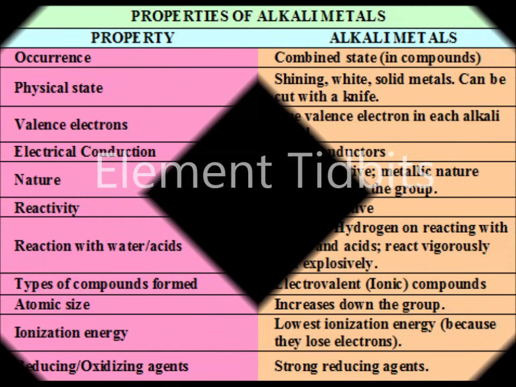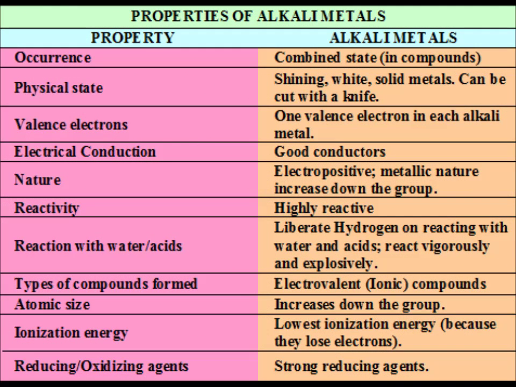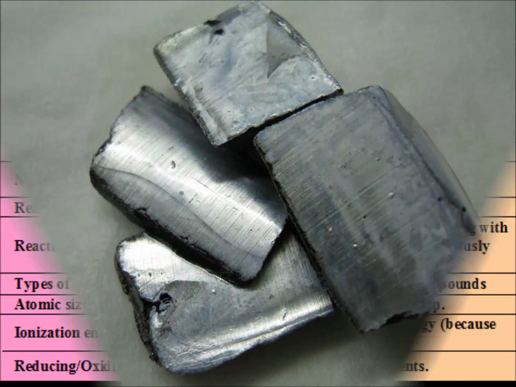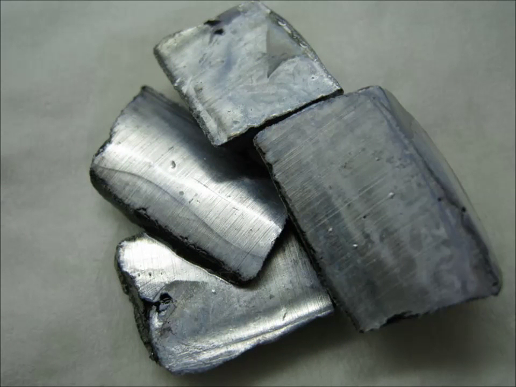The group 1 alkali metals are the most active metals, and they are very abundant. They react very vigorously with water to produce hydrogen gas. In the atoms of these metals, there is only one electron in the outermost shell. Here are some images of alkali metals. They can actually be sliced with a knife.